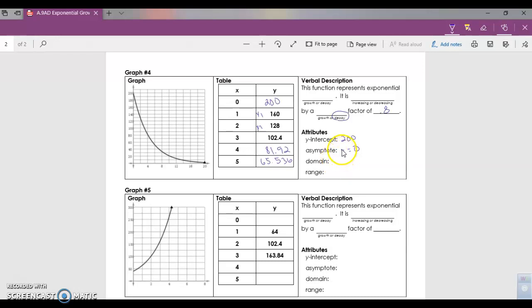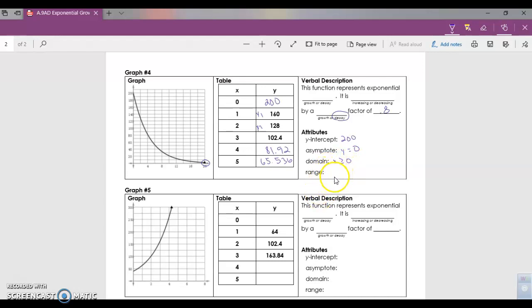Domain. Now here's where we don't want to use all real numbers, because my smallest x does not have an arrow here. It actually starts at 0 and it goes on forever because of this arrow here. So my domain is actually x greater than or equal to 0.